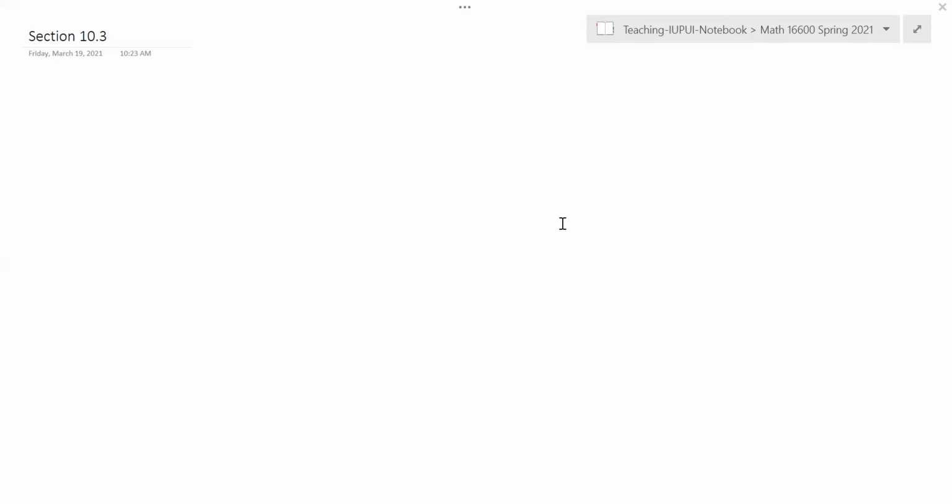Describe the motion of the particle with position x, y, as t varies in the given intervals. All right, so let's take a look at this problem first. This is problem number 19 in section 10.1.